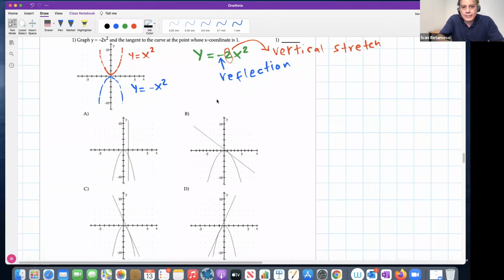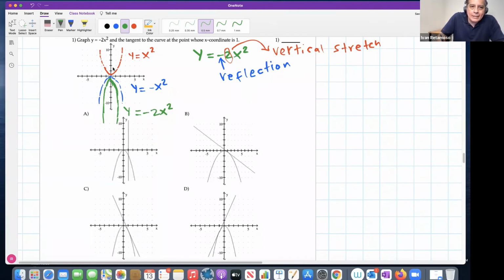Yeah, let's do it together. So this is y equal x squared, a parabola. This is y equal minus x squared, a parabola opening downward. And the multiplication by the factor of 2 is going to pull this vertically. The parabola is going to look like this now: y equal minus twice x squared, a vertical stretch by a factor of 2.